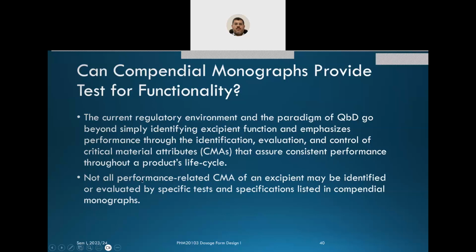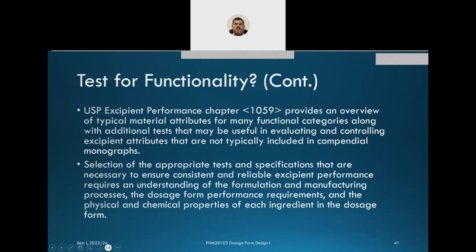And then based on this, I can know really what is the relation between, or the effect of, the attribute on the functionality of this material, in my example a drug retaining polymer. So a specific test or specification may not be able to determine all the performance related quality material attributes of an excipient.